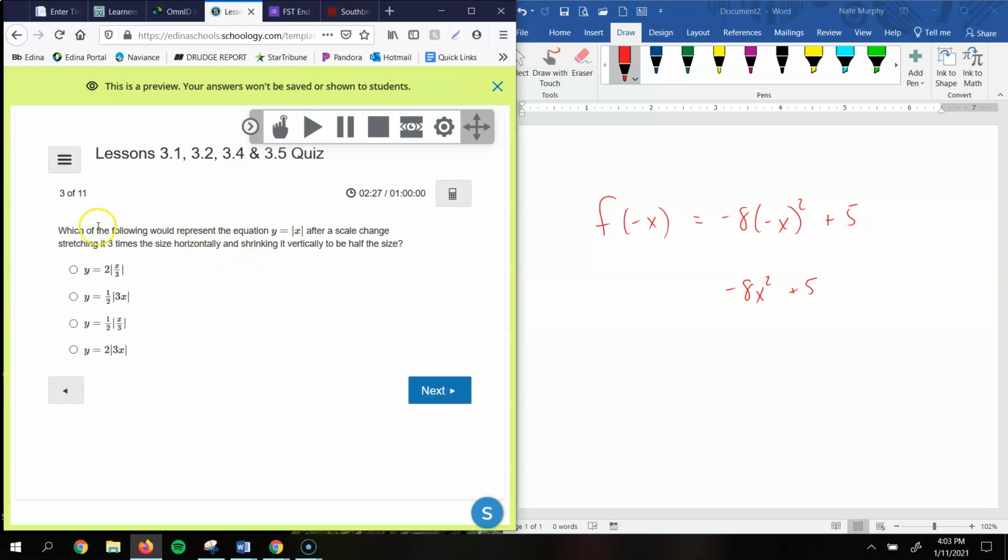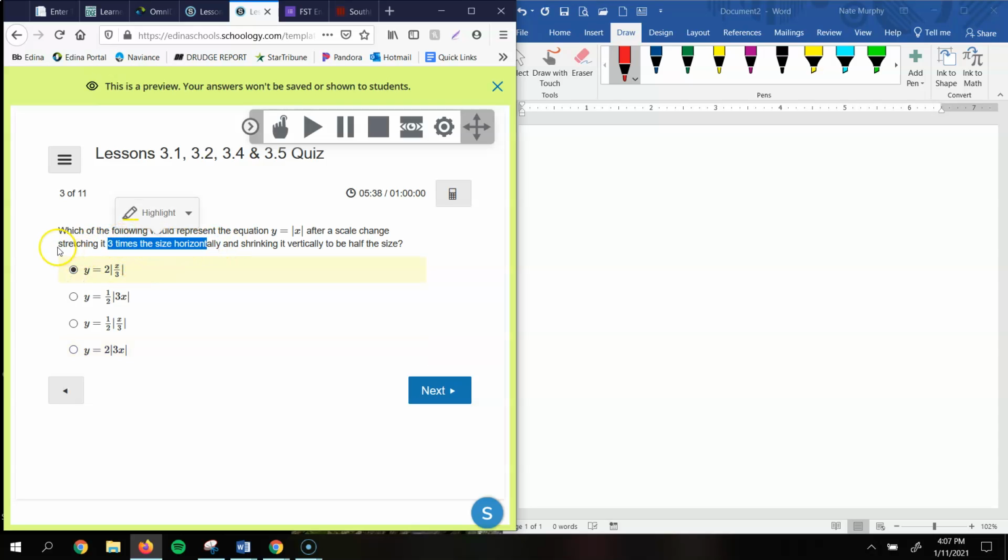All right, so this is asking us which of the following would represent the equation y equals absolute value of x after a scale change stretching it 3 times the size horizontally and shrinking it vertically to be half the size. So to figure out which one of these, let's start with the fact that it's going to be stretched to be 3 times the size horizontally. And remember, whatever happens horizontally is going to be affected by the x. Now remember, with whatever's happening to the x, the way that we put it in our equation, it's going to be the opposite of what's actually happening.